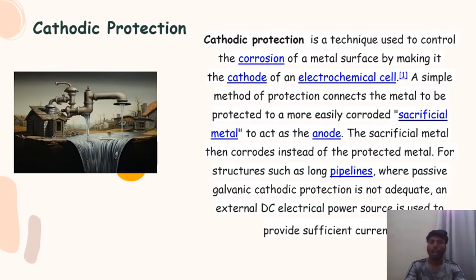Now, cathodic protection. Cathodic protection is a technique used to control the corrosion of a metal surface by making it the cathode of an electrochemical cell. A simple method of protection connects the metal to be protected to a more easily corroded sacrificial metal to act as the anode. The sacrificial metal then corrodes instead of the protected metal. For structures such as long pipelines, where passive galvanic cathodic protection is not adequate, external DC electrical power is used to provide sufficient current.